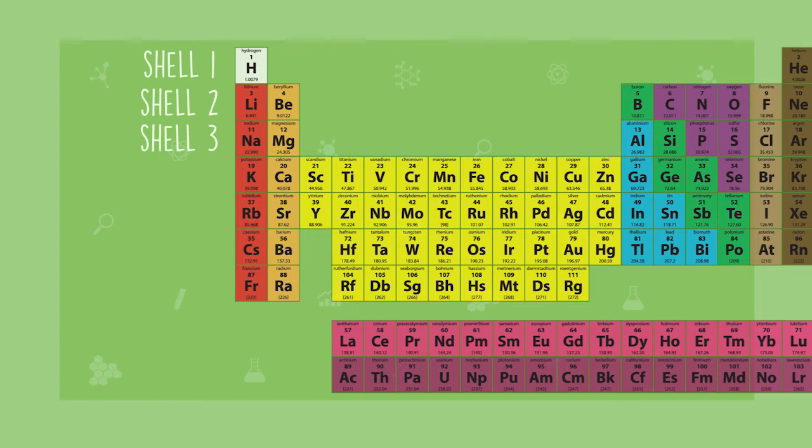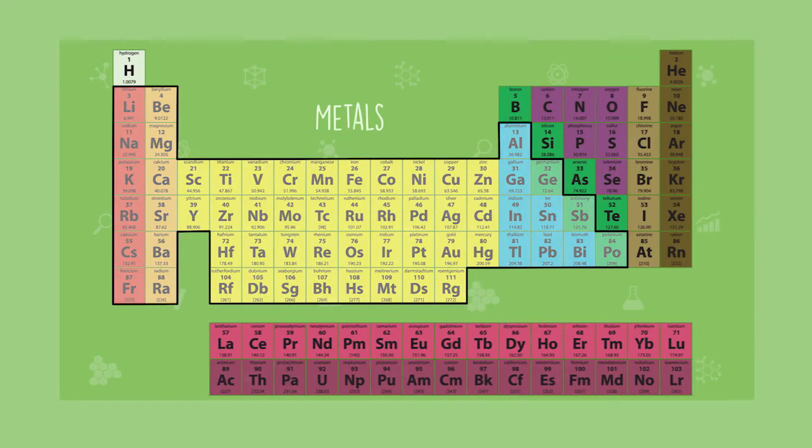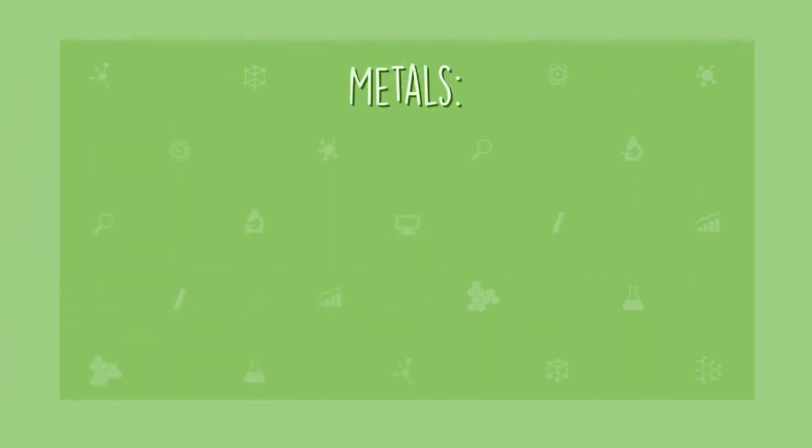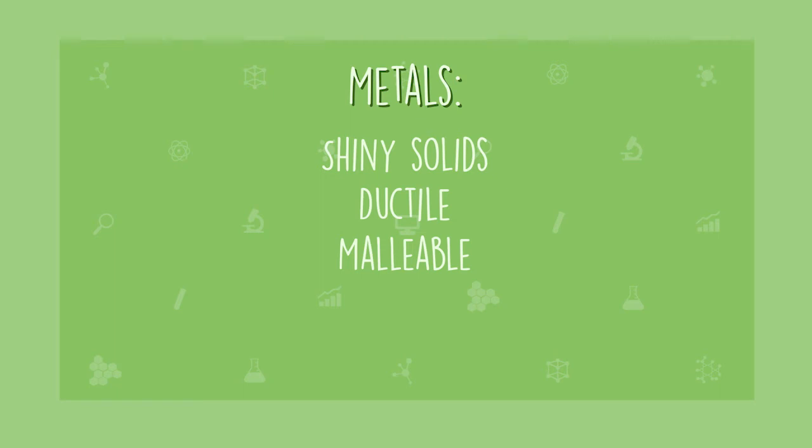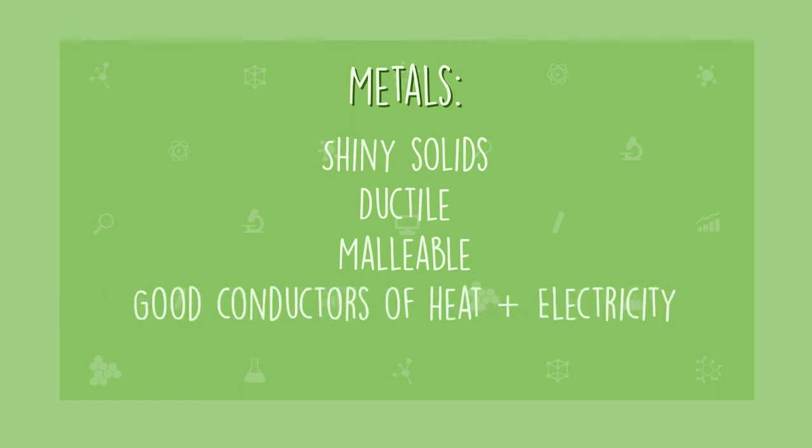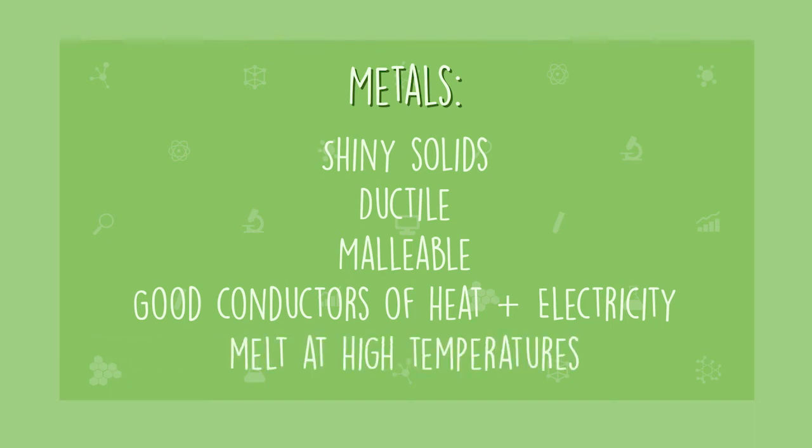There are similarities across groups as well as within groups. Elements on the left-hand side of the periodic table are known as metals. Metals have the following properties. With the exception of mercury, which is a liquid, they are all shiny solids at room temperature. They are ductile, which means that they can be shaped into wires. They are malleable, which means they can be hammered into a flat sheet. They're also good conductors of heat and electricity, and they melt at high temperatures.